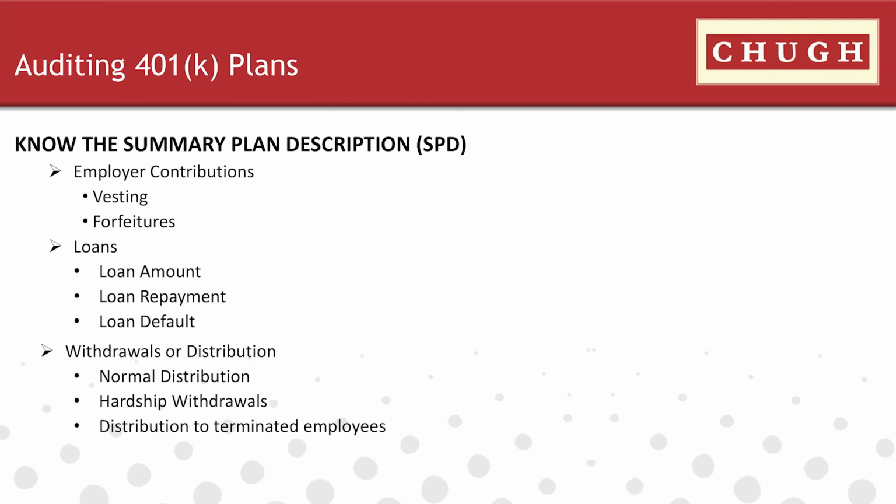Some plans require spousal consent before giving loans to participants, and also some plans allow more than one loan as long as the total loan balance is not more than the limit.